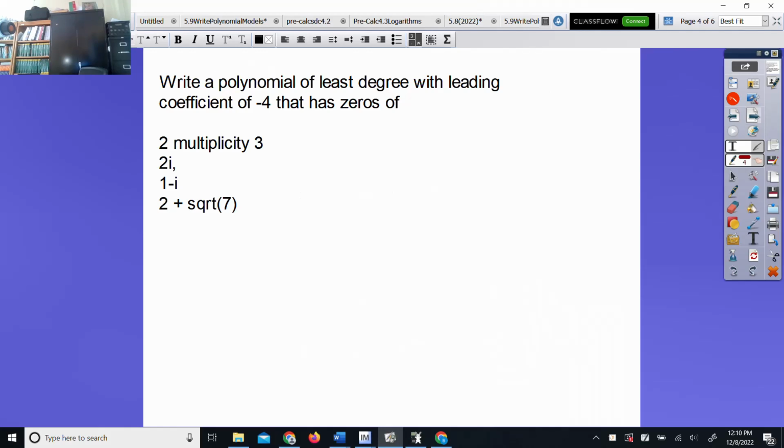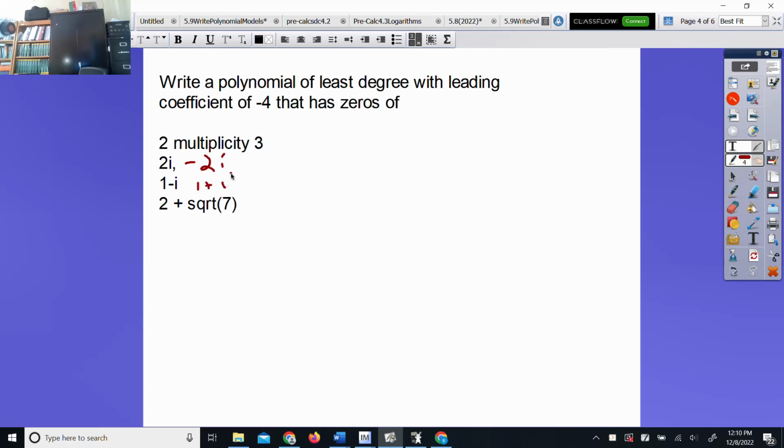Conjugates, that's right. Weird zeros have conjugates. So if 2i is a zero, what's another one? -2i. A conjugate is formed by changing the sign of the weird piece. That's all you do. Whatever is weird, change its sign. How about 1 minus i? Is that weird? It means it has a what? Conjugate. What's the conjugate of 1 take away i? 1 plus i.